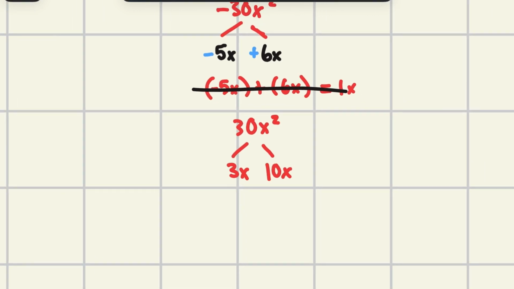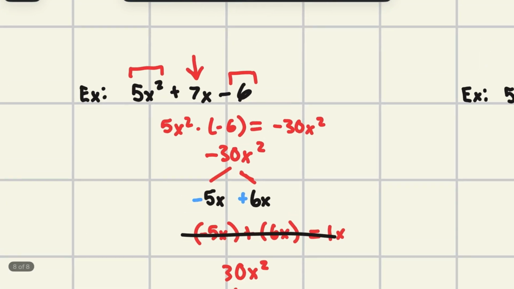So like we said, the larger number gets the positive, and the other value will take the opposite sign. So negative 3x multiplied by positive 10x is negative 30x squared. Let's see if this gives us positive 7x. Negative 3x plus 10x. This technically means 10 minus 3. That gives us 7x. So these two values work. Now let's go ahead and rewrite our equation.